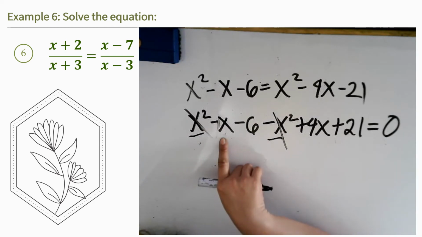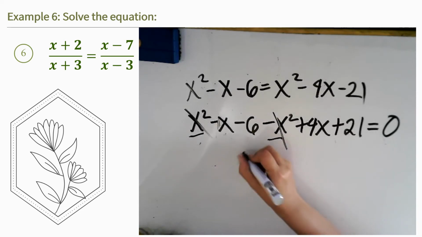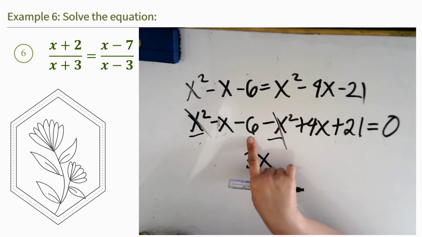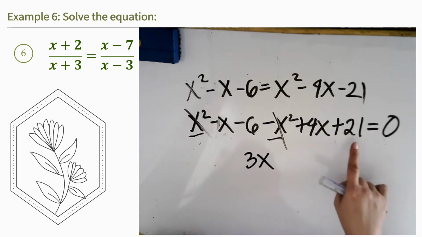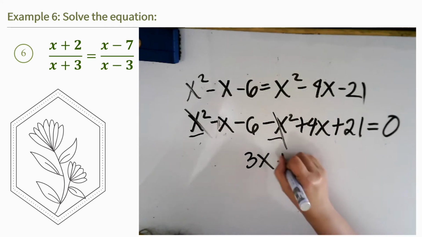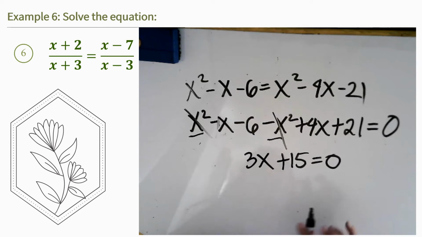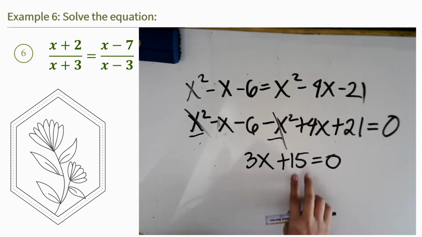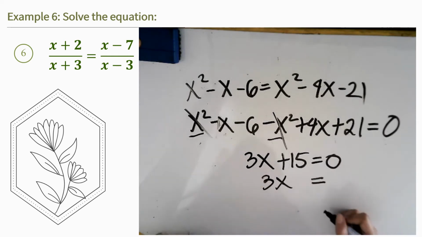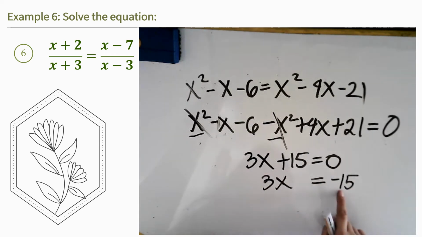Next, negative x plus positive 4x will give us 3x. And then negative 6 plus positive 21 will give us positive 15. Then to solve for x, we transpose 15 to the right side, so we'll have 3x equals negative 15. So positive will become negative.